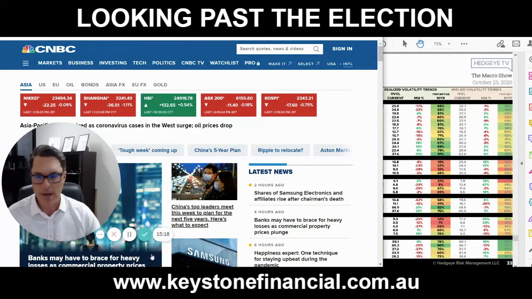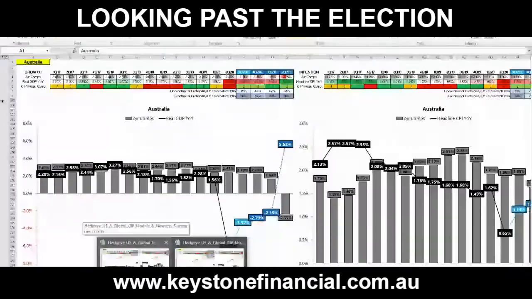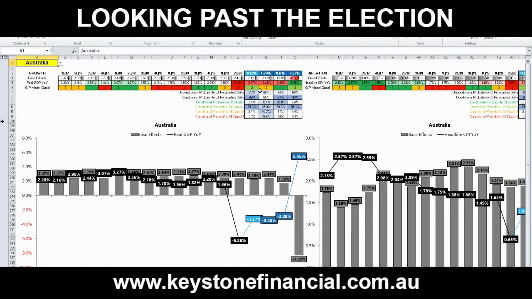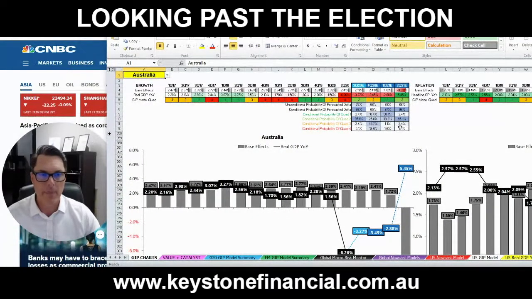And the final thing I want to wrap up on today, if I can get this spreadsheet open, is to sort of refresh for you. Let me see if I've got the right one here. What is going on in Australia in terms of the quad map? So this is an up-to-date spreadsheet with the current data that we've got for GDP, inflation, and interest rates.